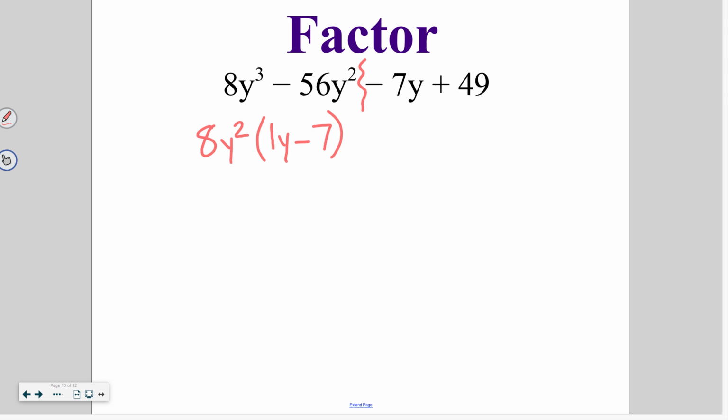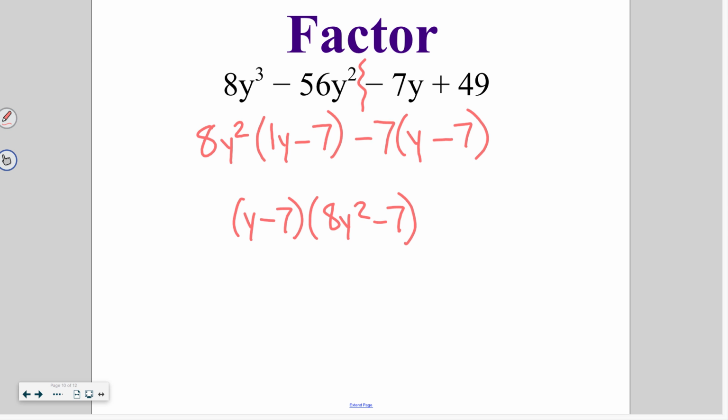Looking over here, I want to make sure that the y turns out to be positive in the parentheses, so I'm going to take out a -7, giving me the y left over. 49 divided by a -7 gives me a -7. So my two pairs of parentheses match. I've got y minus 7, and my second factor is 8y squared minus 7.